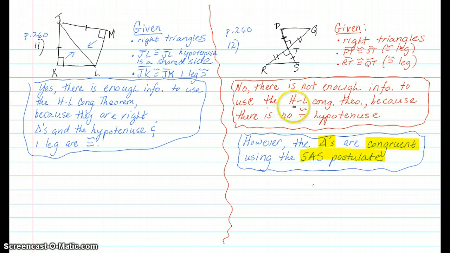Although you could not use hypotenuse leg congruence theorem to determine congruency of the triangles, you can use side, angle, side, congruent. You can say the triangles are congruent using side, angle, side postulate.